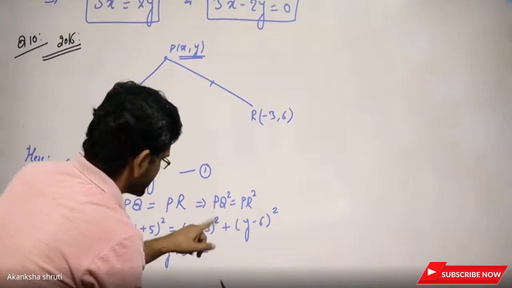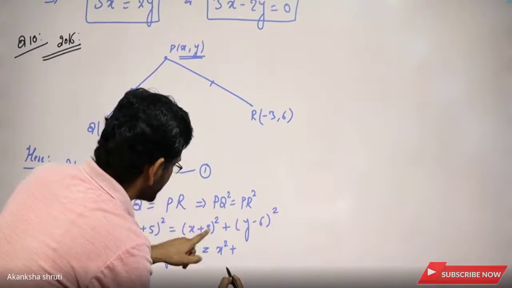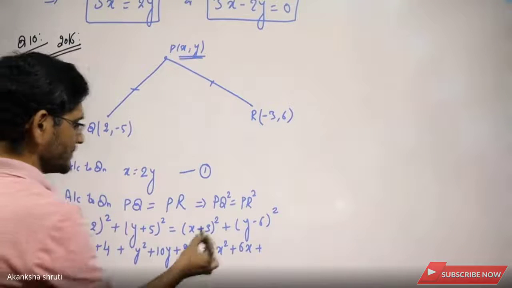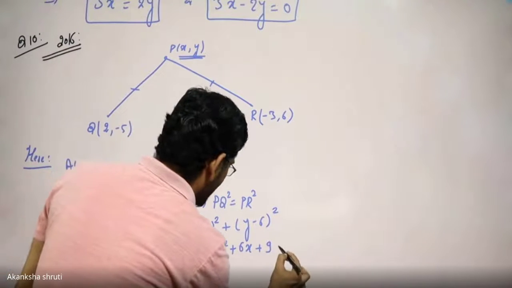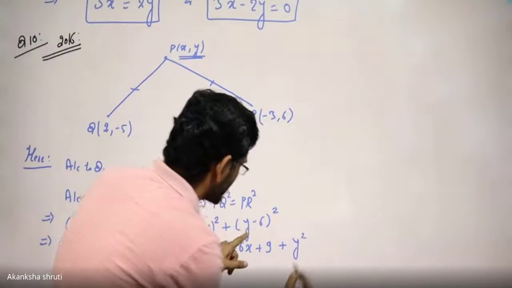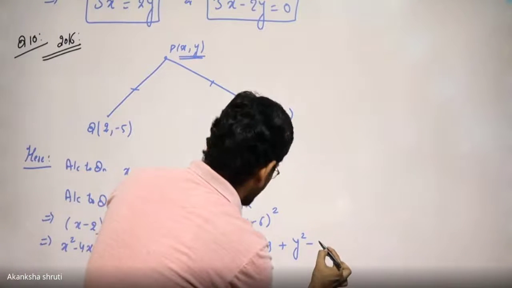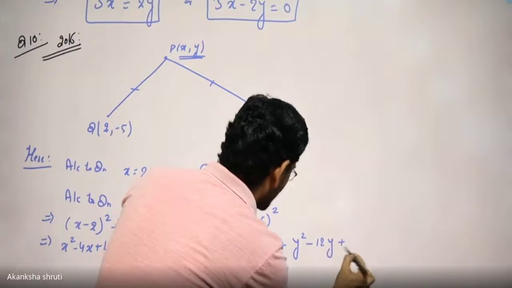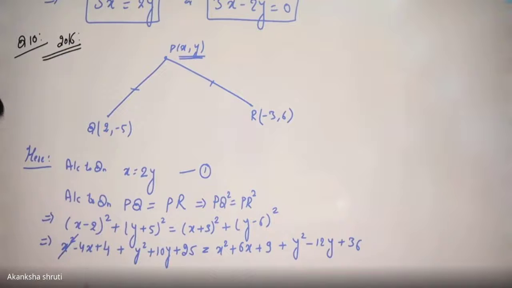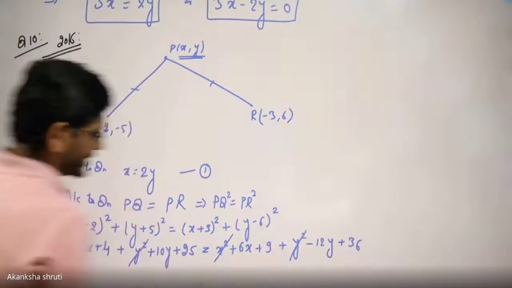Do the same for (x plus 3) whole square. It is x square plus 2 into 3 into x. It becomes 6x plus 3 square is 9. Plus, break this, (y minus 6) whole square: y square minus 2 into 6 into y. So 6 2s are 12y plus 6 square is 36. Okay, that's all. Again, x square and x square are getting cancelled. This y square and y square are getting cancelled.